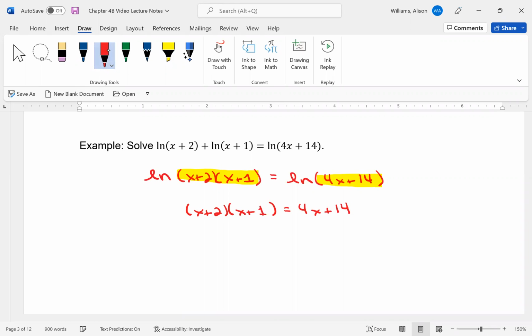So let me go ahead and FOIL this. So this is going to be boop, boop, boop, boop. All right. x squared plus x plus 2x plus 2. So x squared plus 3x plus 2.